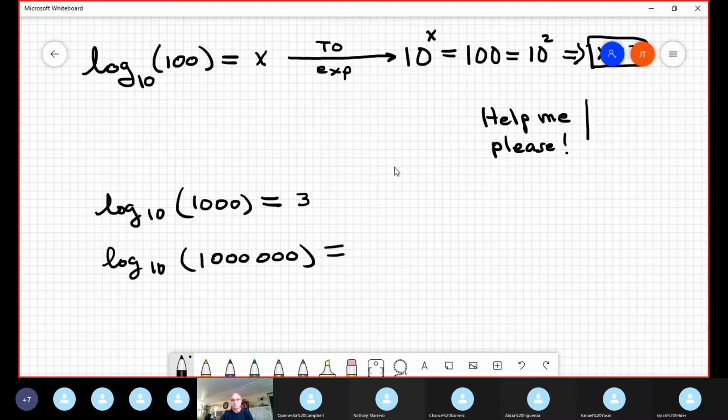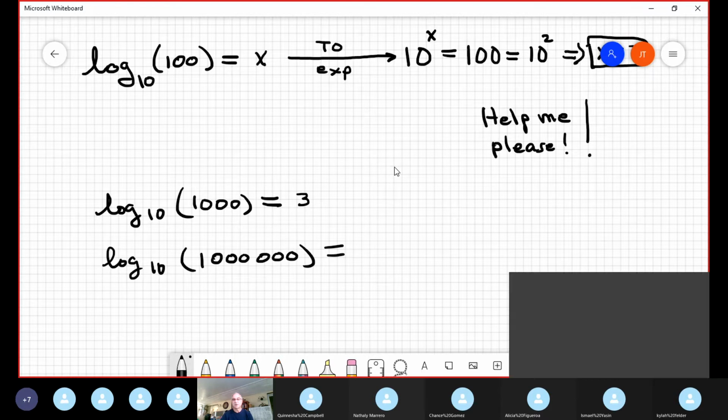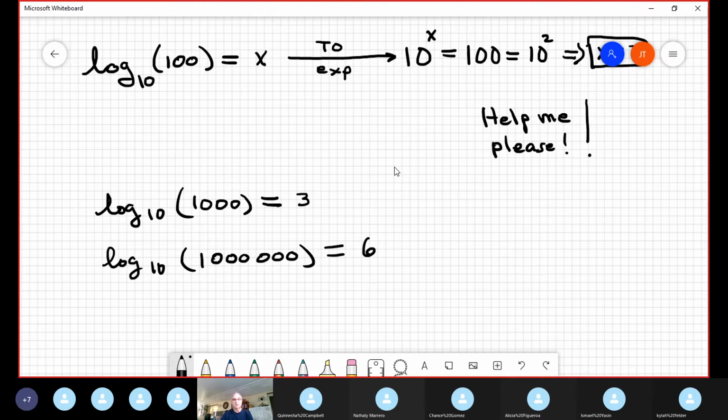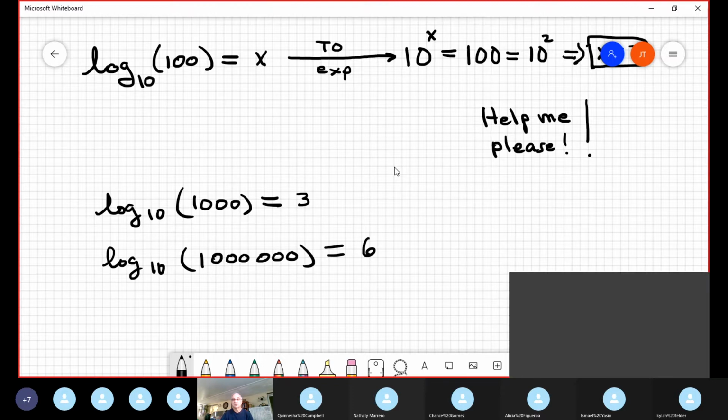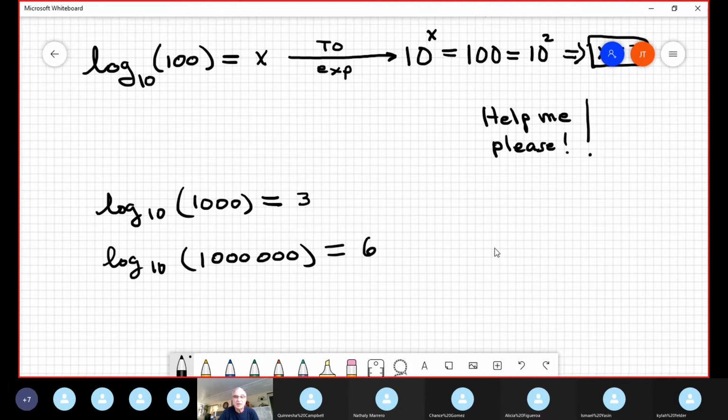Help me. What is the answer of this? 5, no. 6. Alicia. 1, 2, 3, 4, 5, 6 zeros. Okay, Inaya says 6. Okay, this is easy. Elementary, kindergarten. Let me try to complicate your life.